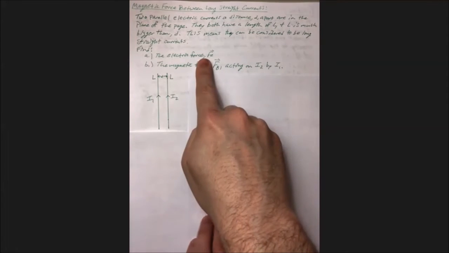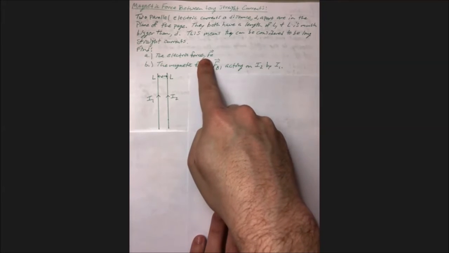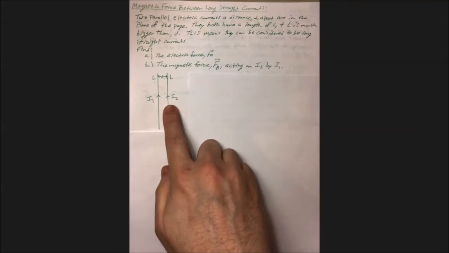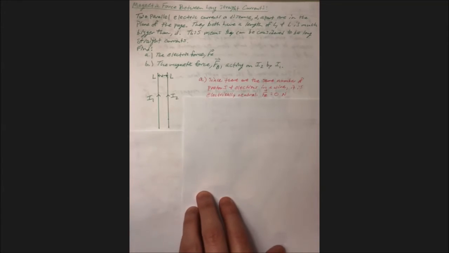Okay, so the first thing that we want to answer is this one up here. What's the electric force between these two things? Well, since these wires are the same, they have the same number of protons and electrons in them, and since they have the same number of protons and electrons, they are electrically neutral. So there's no electric force in those wires.